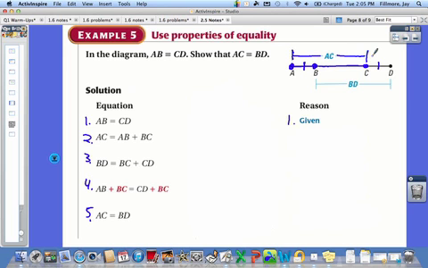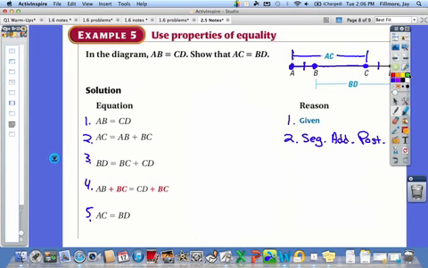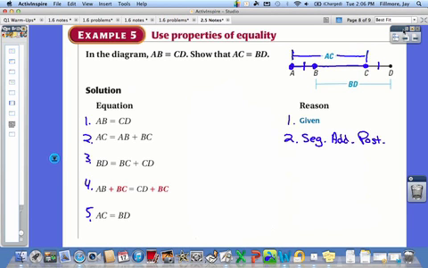We talked about that in chapter 1. If we're adding segments together, that is postulate 2. That is our segment addition postulate. So we're adding our two pieces to equal the whole thing. For number 3, we're doing the same thing. We're saying that BD, the whole thing, is equal to adding BC, piece 1, and CD, piece 2. So that, again, is our segment addition postulate. We're adding segments together to equal the whole thing.